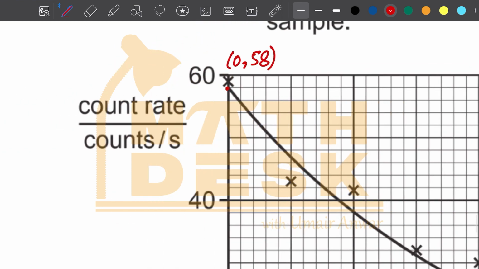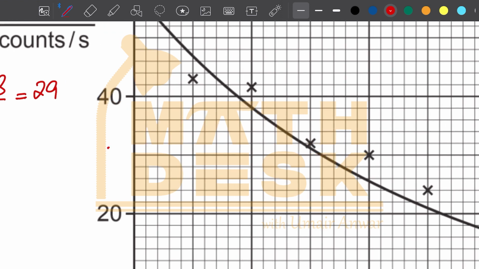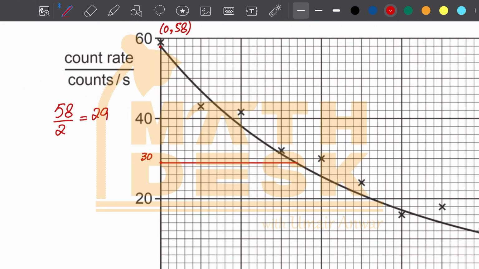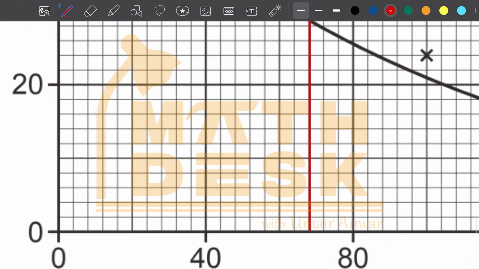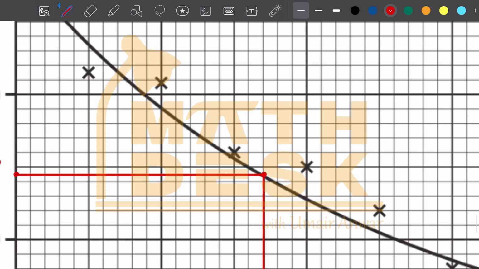second. Now when we divide it by 2, so after the first half-life, the count rate is going to be equal to 29. So I would select the value of 29. It would be between 28 and 30 over here. So I'm making a horizontal line till the curve, and now I would match this line with the horizontal axis, and the value that we are getting is 68 over here. So the second point on the curve is 68, 29.